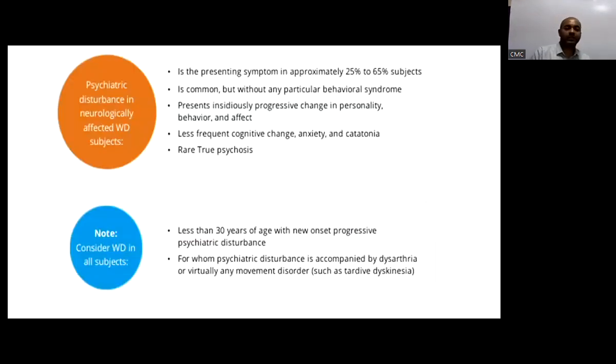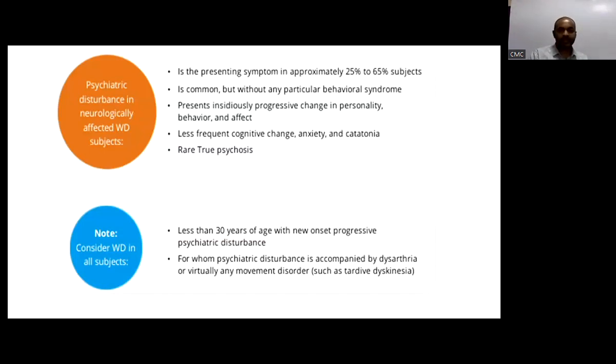Now, apart from the neurological symptoms, psychiatric symptoms are also a very important feature in Wilson's. It is the presenting symptom in approximately 25 to 65%. The psychiatric symptoms usually present insidiously as change in personality, behavior, affect. Less frequently, they can include cognitive changes, anxiety. True psychosis is rare.